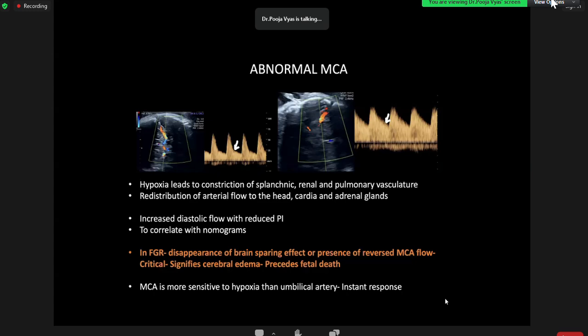And in a patient who is diagnosed with FGR showing hypoxic changes, if all of a sudden we see that now we can't see the brain sparing effect, or we see that there is reversal of MCA flow, it means that there is cerebral edema and it can lead to fetal death. So we have to be very careful. We can't be happy that now brain sparing effect is not there. Once it is there and you don't see, you have to be very careful.